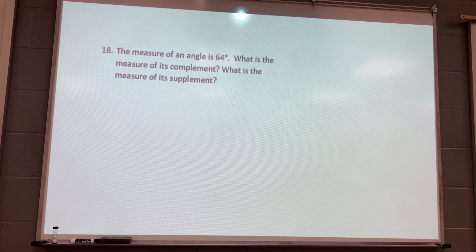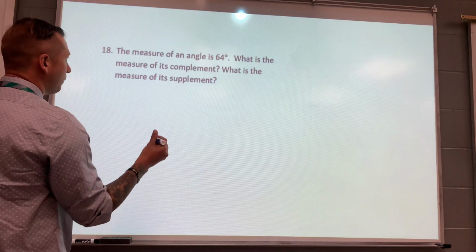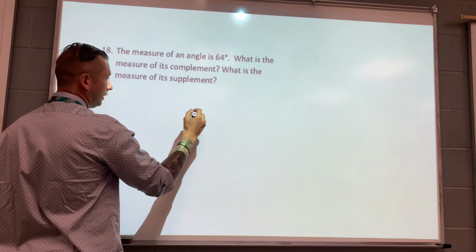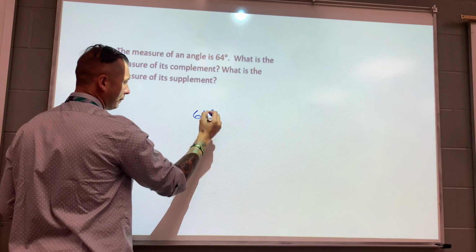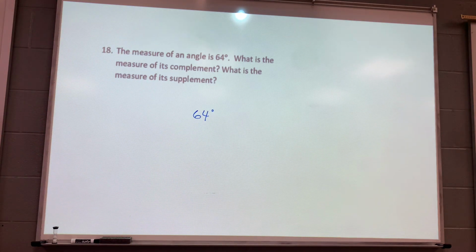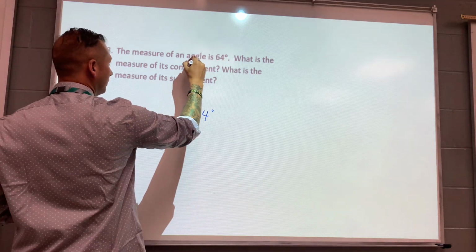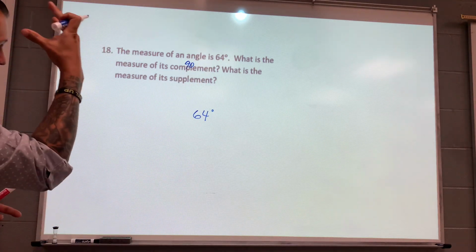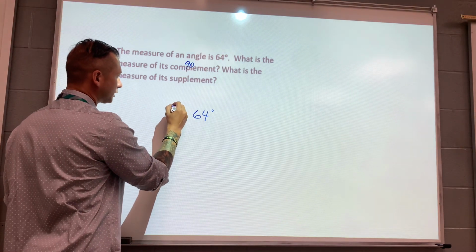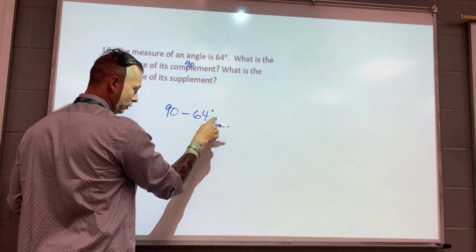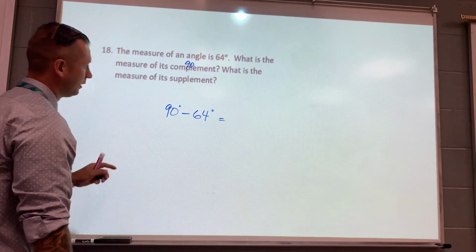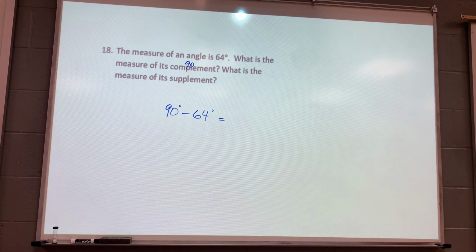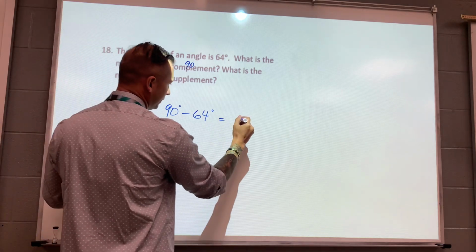All right, the measure of an angle is 64 degrees. What is its complement? What is the measure of its supplement? So here, we know the measure is 64 degrees of some angle. Complement, that means 90. You gotta think 90 when you hear the word complement. So it's gonna be 90 minus whatever that angle is. 90 minus 64. So it looks like 26.